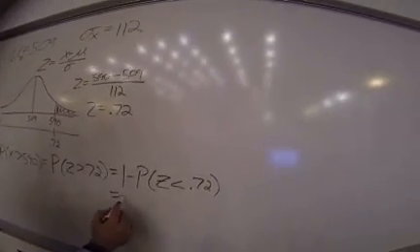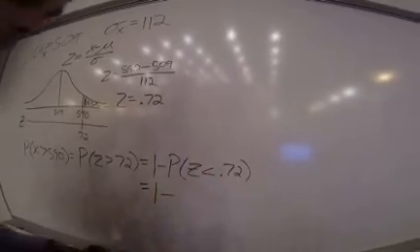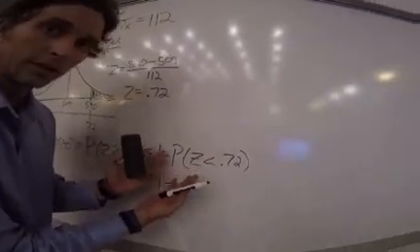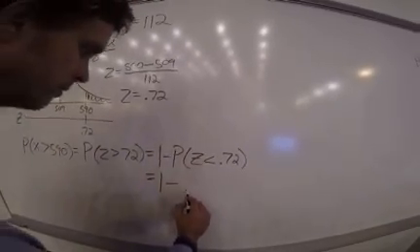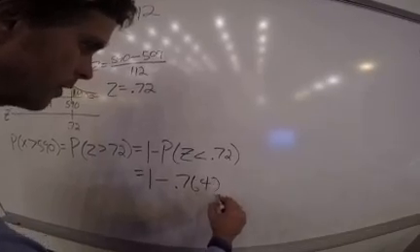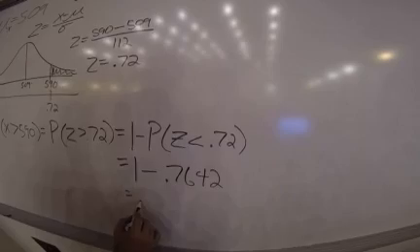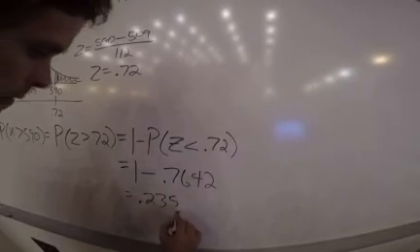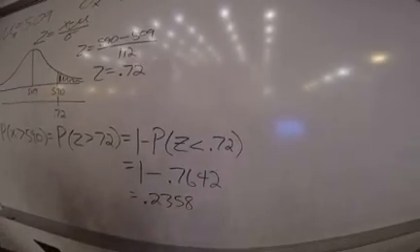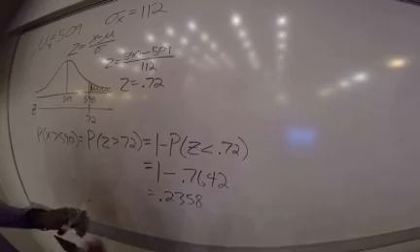And what is that? If you look this up in the table, which is why we change it to a z-score so we can use the table, it is 0.7642. That becomes 1 minus 0.7642, and the probability we're looking for looks like 0.2358. If we left that as a percent, that's 23.58%.